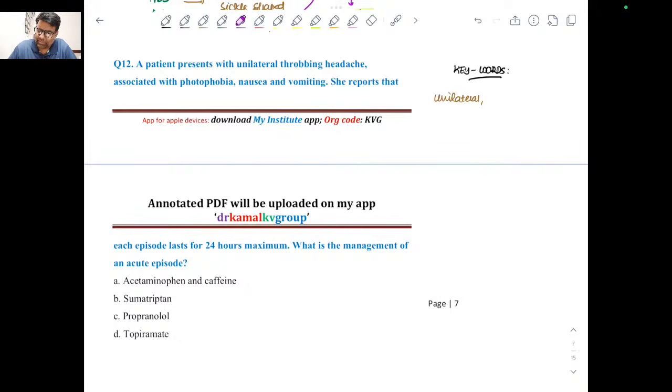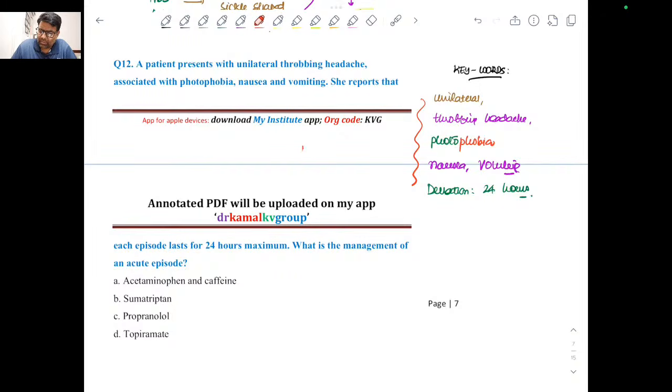unilateral means one-sided throbbing headache, like pulsating headache. There is photophobia, means sensitivity to light. Then obviously associated with nausea, vomiting. Clear? And most importantly, the duration is 24 hours. So this classically is suggestive of migraine.